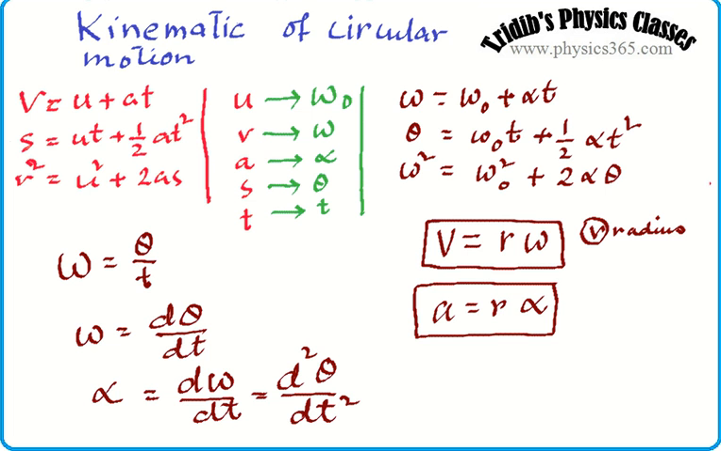Now in vector form, v will be equal to omega cross r, and a in vector form will be equal to alpha cross r. And don't be confused, because in the earlier discussion we discussed that theta, alpha, omega, the angular displacement, angular velocity and angular acceleration, can be regarded as vector quantities. So next we will try to prove these two expressions.